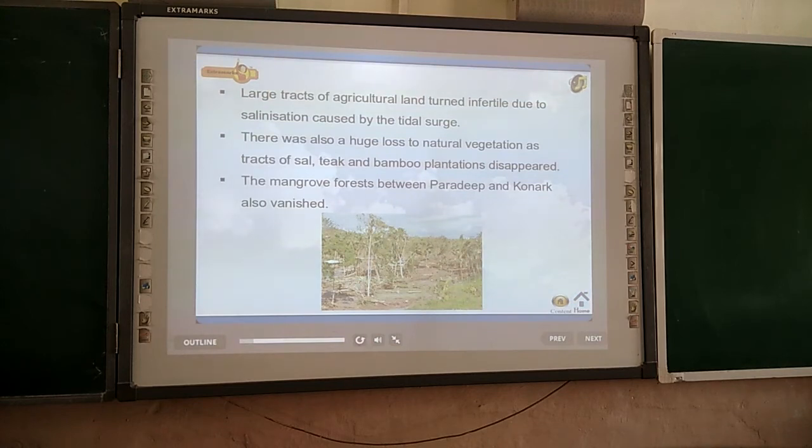There was also a huge loss to natural vegetation as tracts of sal, tea, and bamboo plantations disappeared. The mangrove forests between Paradip and Kodak also vanished.